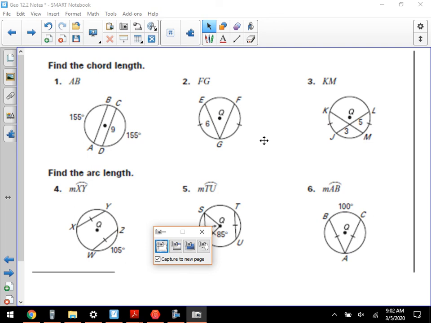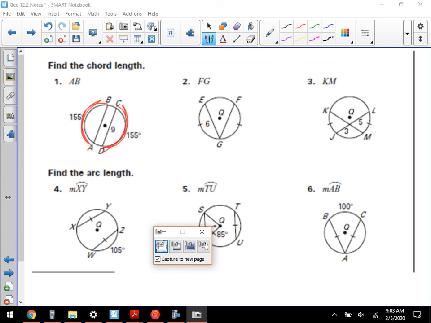Guys, as you're going through these things, they're going to ask you to find specific parts. Those first couple are finding the chord lengths. So, what we do is we look at information given to us. On number one, you'll notice arc CD is 155, arc AB is also 155. If the arcs are the same, what do you know about the chords? So if one of them's 9, what's the other one? Okay. All right. That is it.